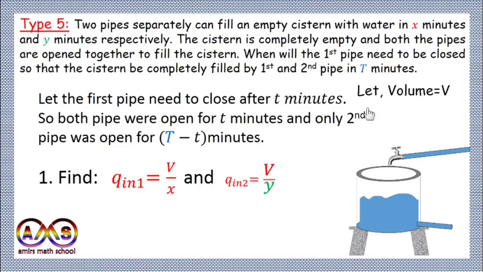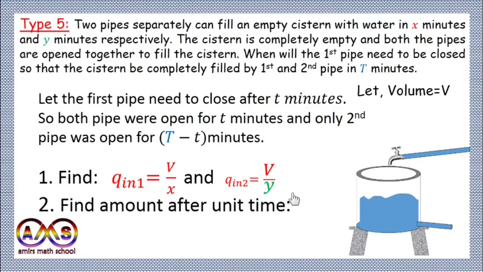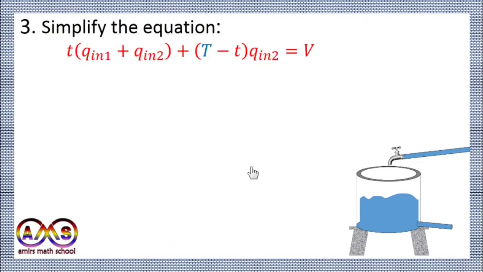So step 1: Q in 1 is V by X for the first pipe, and Q in 2 is V by Y for the second pipe. Find the amount after unit time, that is Q in 1 plus Q in 2. So the final equation is t into (Q in 1 plus Q in 2), since both pipes are open for t minutes, and for the T minus t minutes just the second pipe was open, so T minus t into Q in 2.